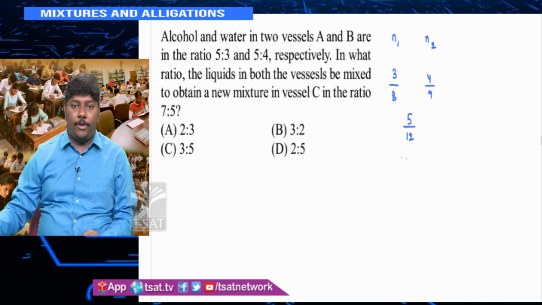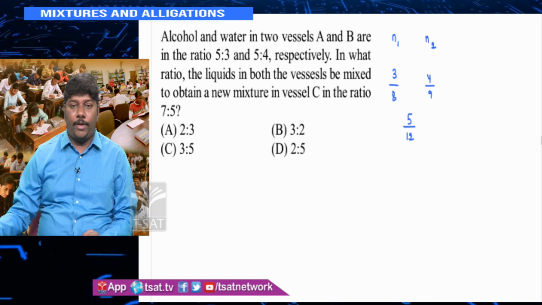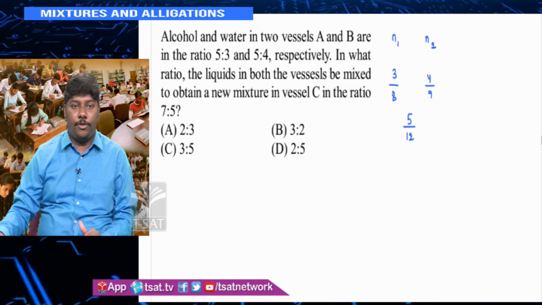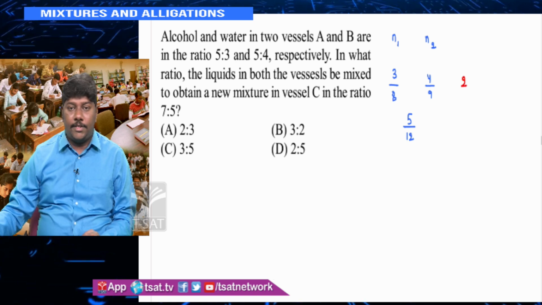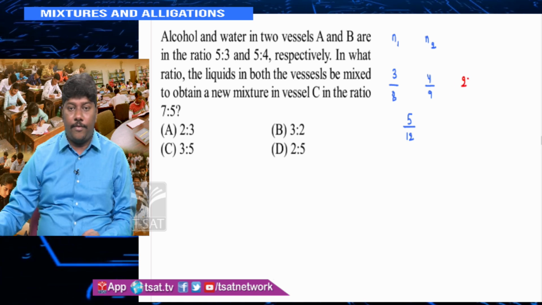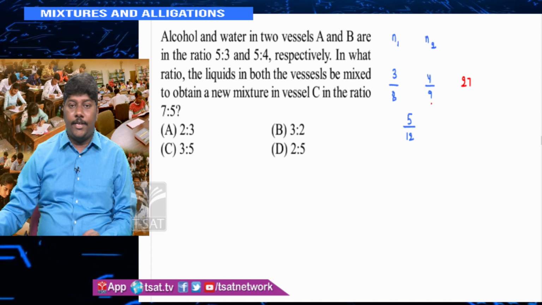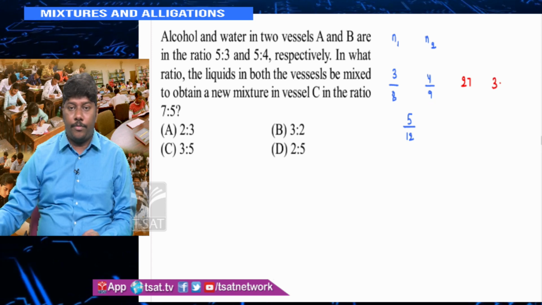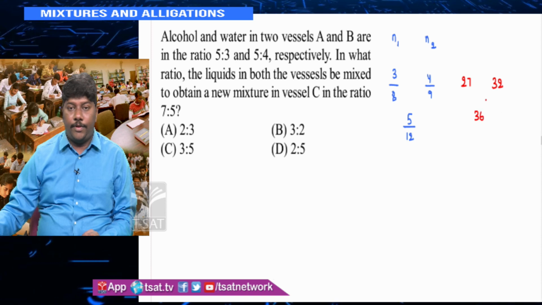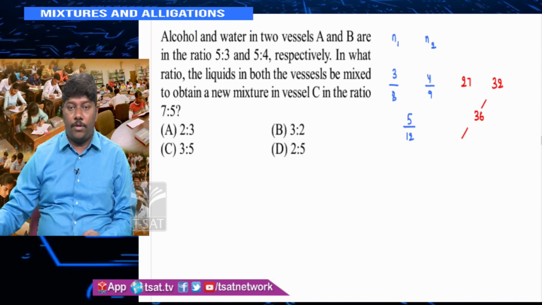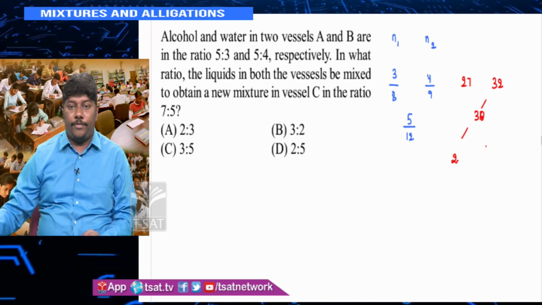I can just multiply it with the LCM of 8, 9, 12, that is 72. Multiply it with 72, what are you going to get? 72 means 8 9s are, so 3 9s are 27, 9 8s are therefore 32, 12 6s are therefore it is 30. The difference is 2 here, the difference is 3.